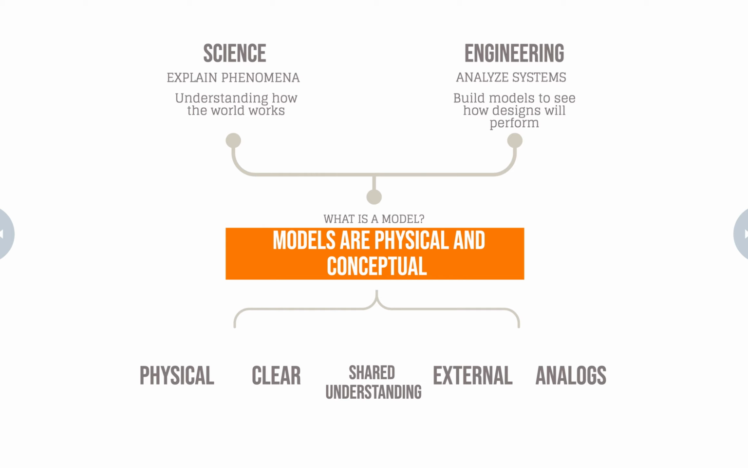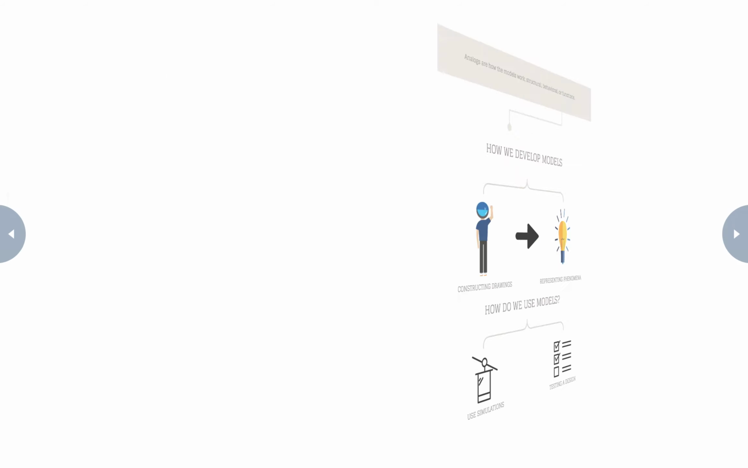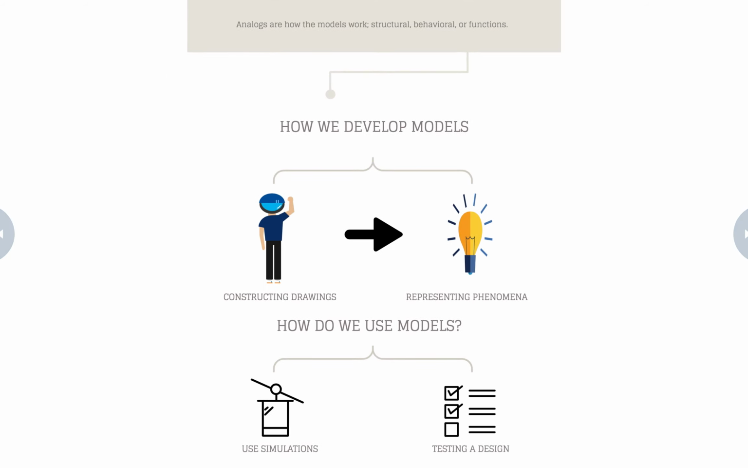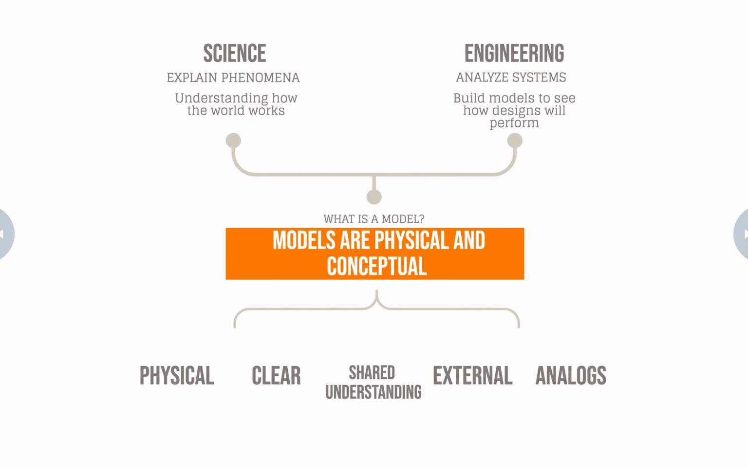So from those two, we stem down to what is a model. Models are physical and conceptual. So physical: clear, shared understanding, external analogs. That just means the analogs are how the models work: structural, behavioral, functions. We'll go back one. So like physical, they're out and they're open. Clear and shared understanding, they're clear, they're out, you can speak them and they make sense. External obviously just means we're speaking them out.